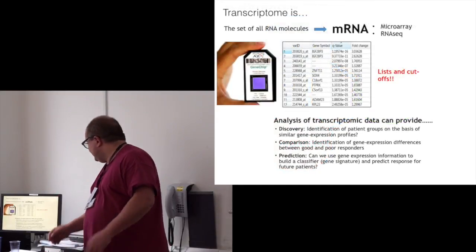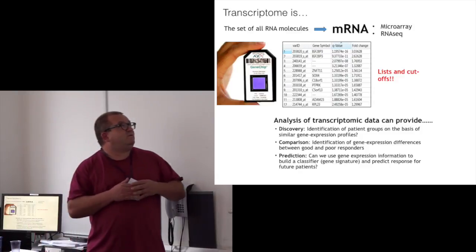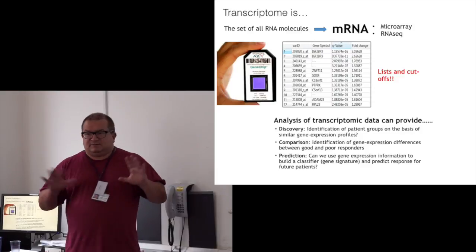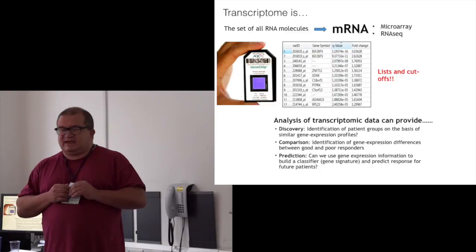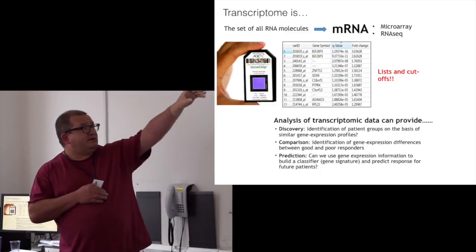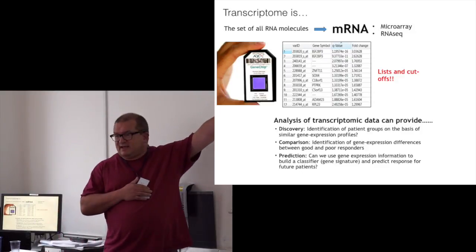So the transcriptome is the set of all messenger RNA molecules. That's it. We have really two main ways of actually analysing that at this moment. We have microarray technology and a process called RNA-seq. This is a microarray here.